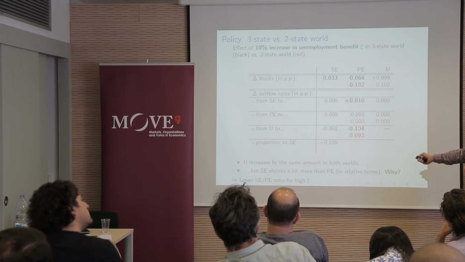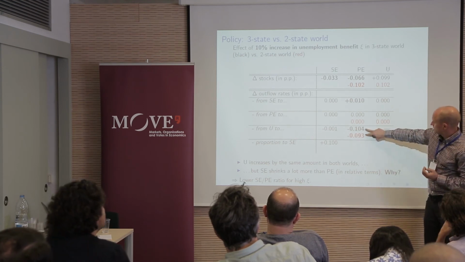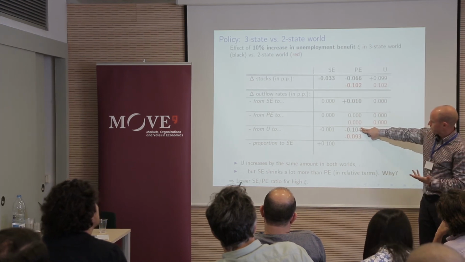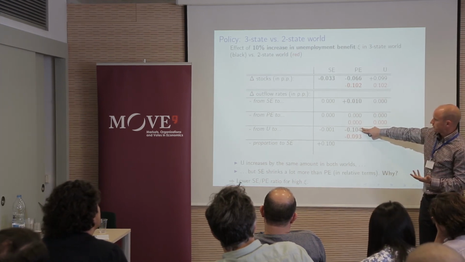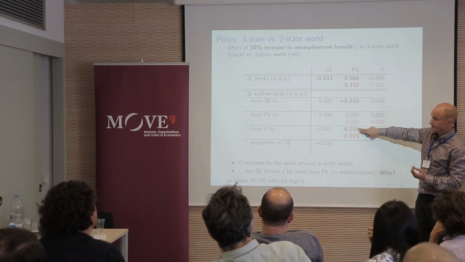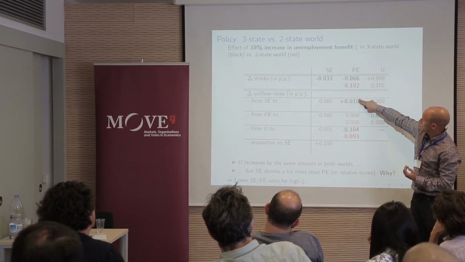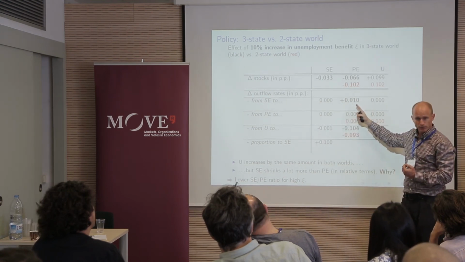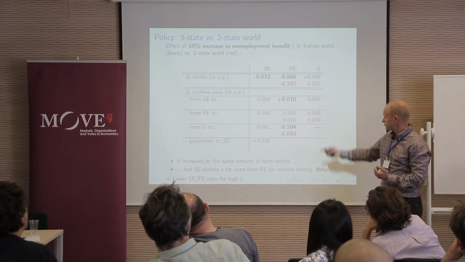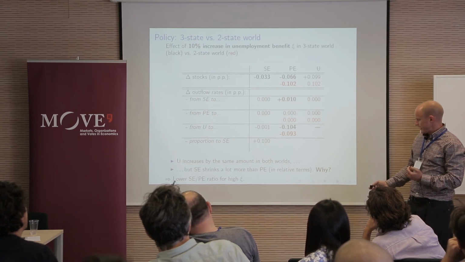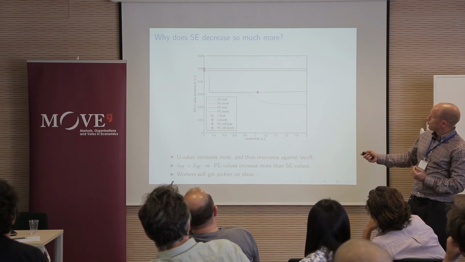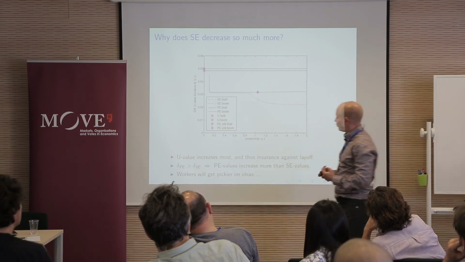Let's look at the flows here. The only thing that changes is that our model creates an even bigger drop in job creation for the unemployed going to paid employment. However, all of a sudden there are more flows from self-employment to paid employment. That's what it does. The other rates are hardly affected.